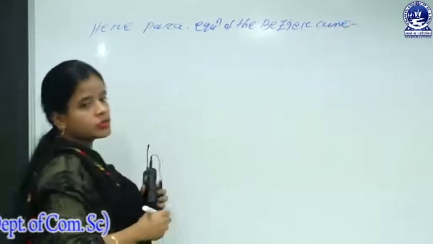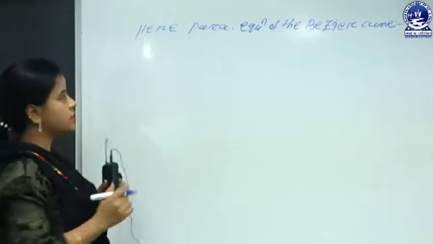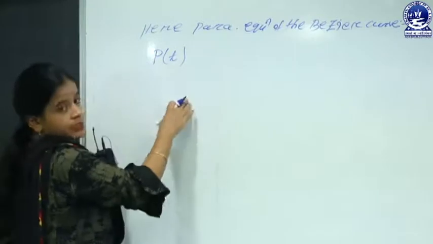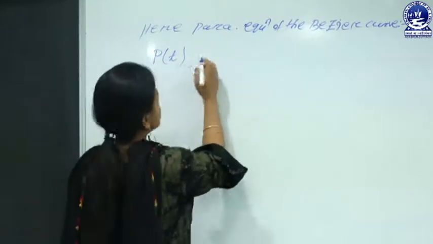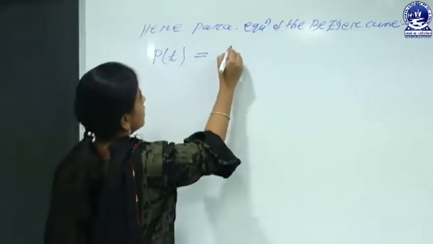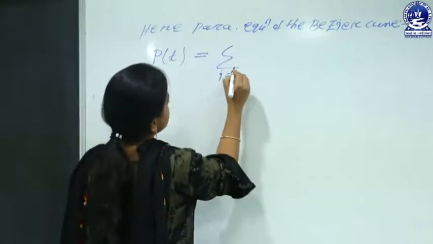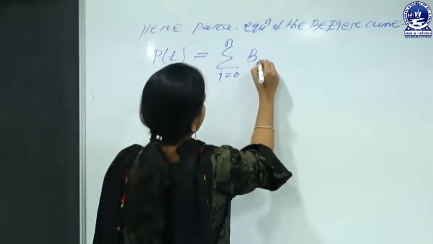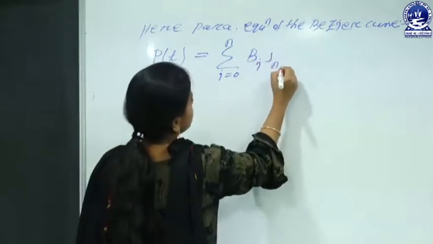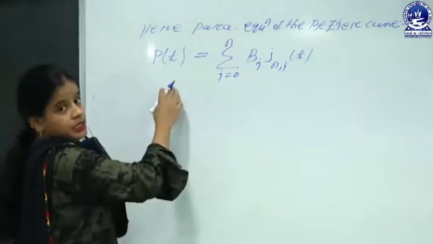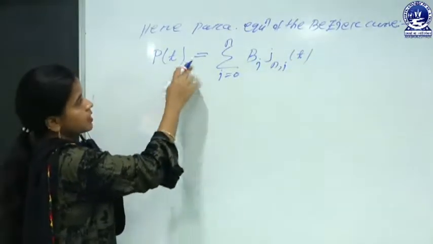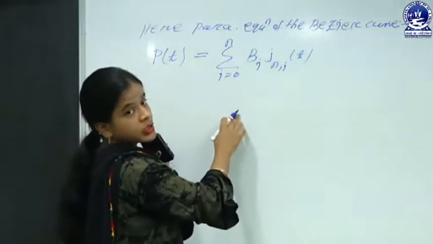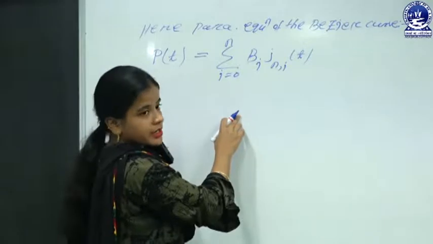As it follows by using the linear equations. So here the linear equation format of the parametric equation in case of Bezier curve is P of t equal to summation over i equal to 0 to n B of i, J of n, i of t. That means here P(t) defines the parametric equation of the Bezier curve for finding all of the intermediate control points of this given curve.